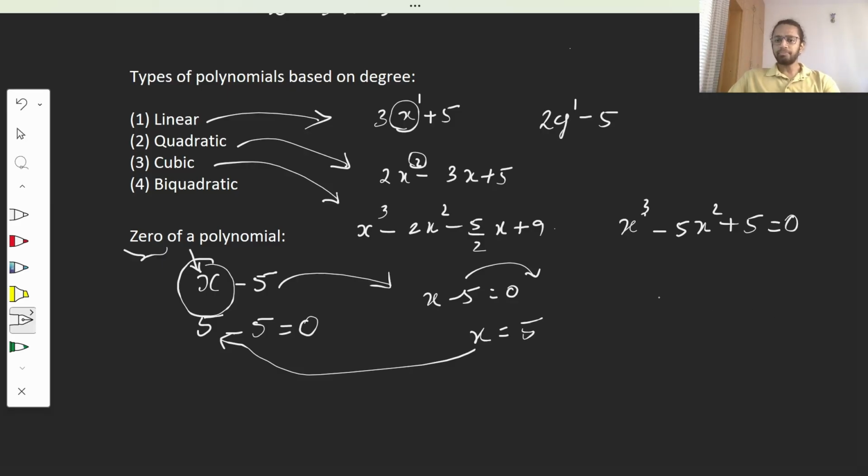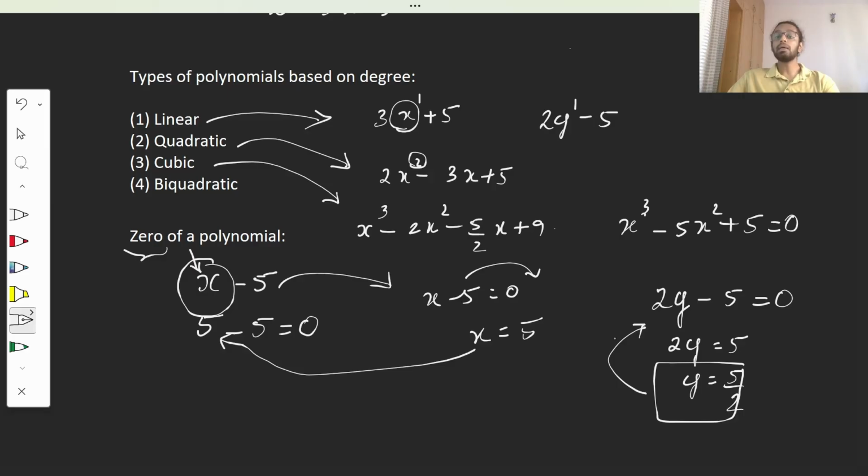Another example, when we take 2y − 5 = 0, then when we equate this, that is −5 goes to the other side and becomes +5, and then y becomes 5/2. This y = 5/2 is called zero of this polynomial, because when we substitute this 5/2 in the place of y, we will be getting 0. Since we get 0, it is called zero of a polynomial.